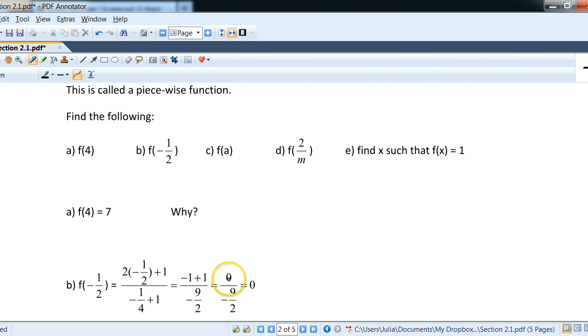But what we get on the top is 0 divided by negative 9 over 2. Let me actually fix this real quick. I think this is a 2 and then plus 1. So regardless of the denominator, we're going to get 0. Okay.